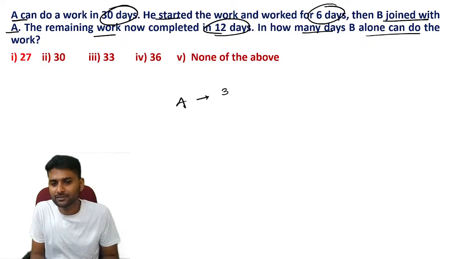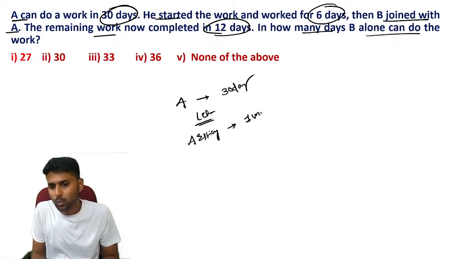See, A can complete the work in 30 days. Now let's take the data in this way. So, A's efficiency is 1 unit per day.